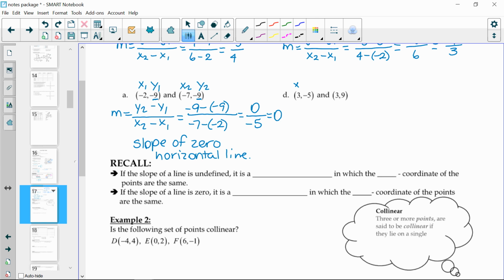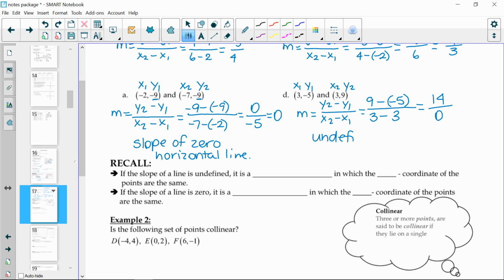Let's take a look at this one. I've got x1, y1, x2, y2. So my slope, start with your formula. So my y2 is 9, take away -5, over 3, take away 3. So this is going to give me 14, and this is going to give me 0. You are dividing by 0. Is that possible? No, division by 0 is not possible, so this slope is going to be undefined.